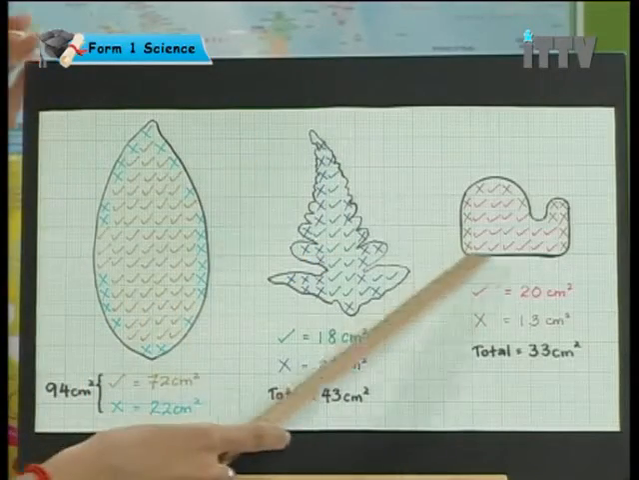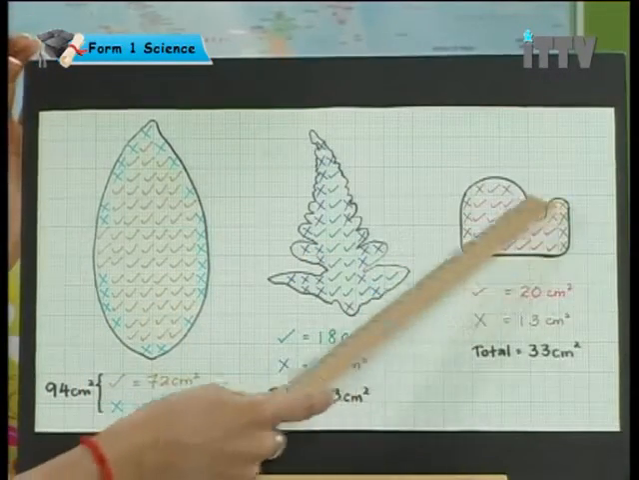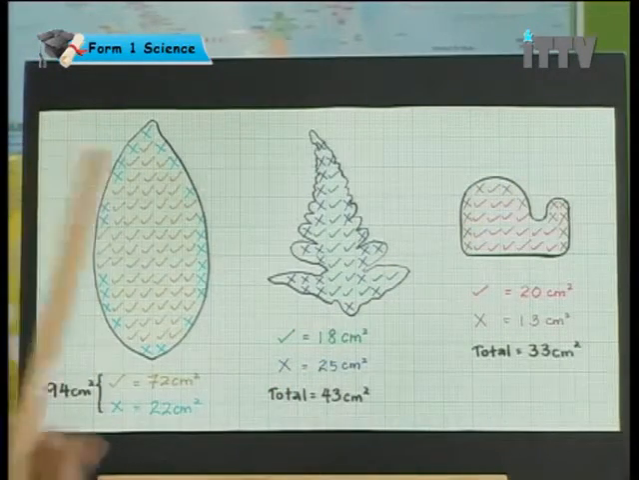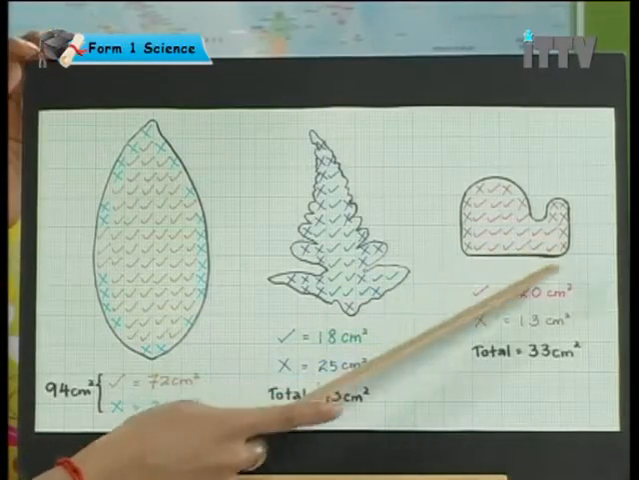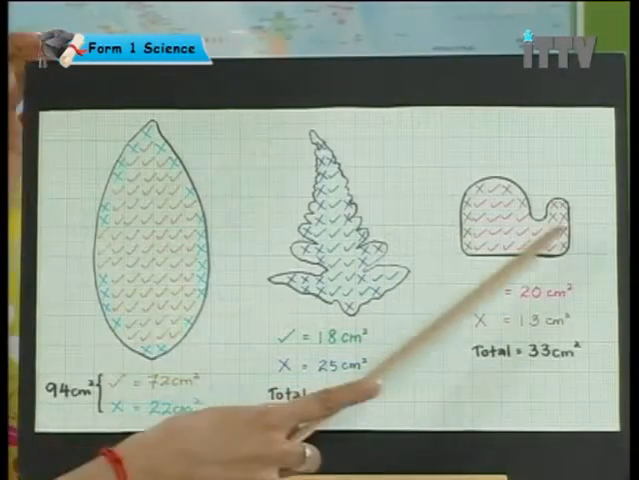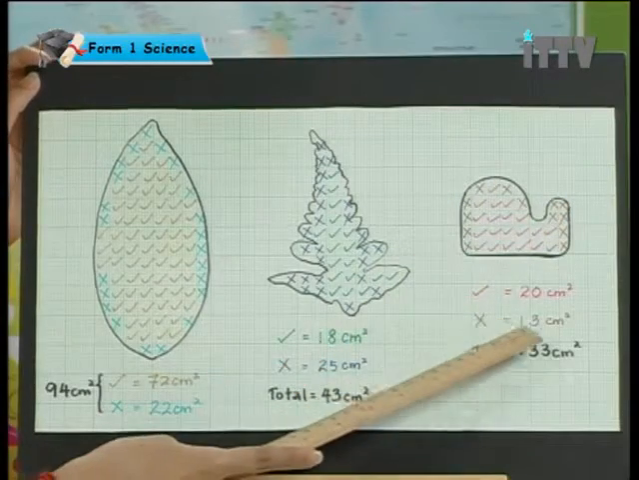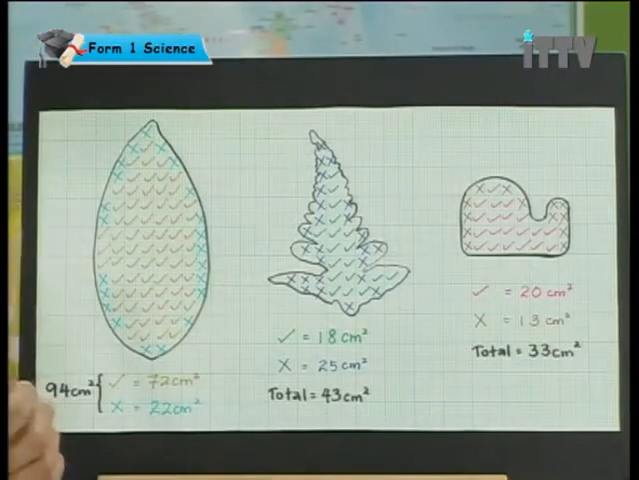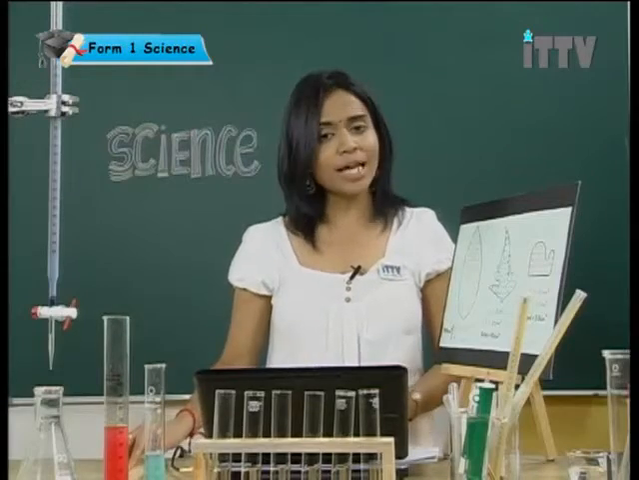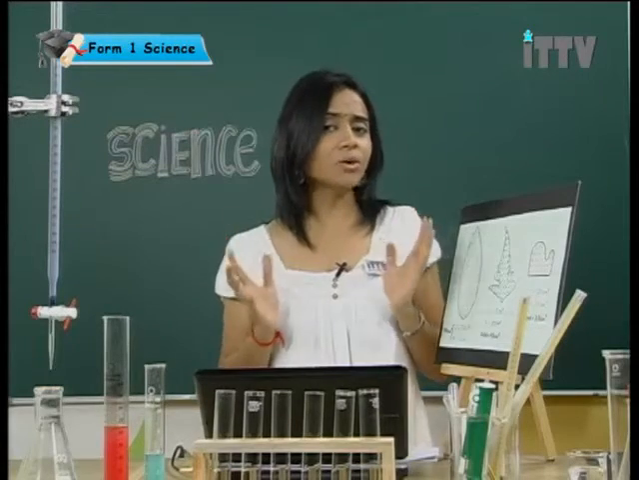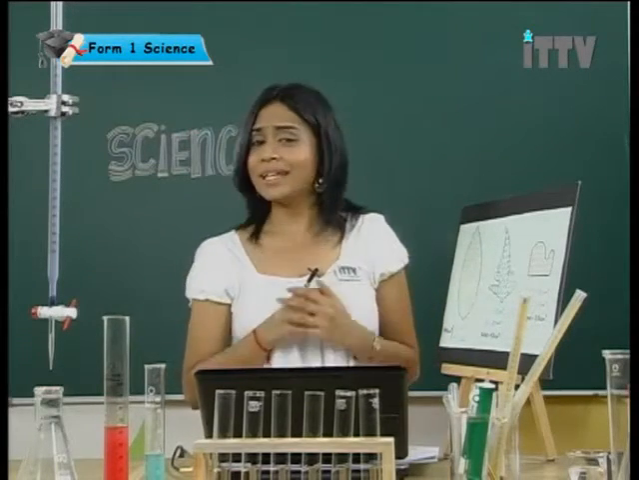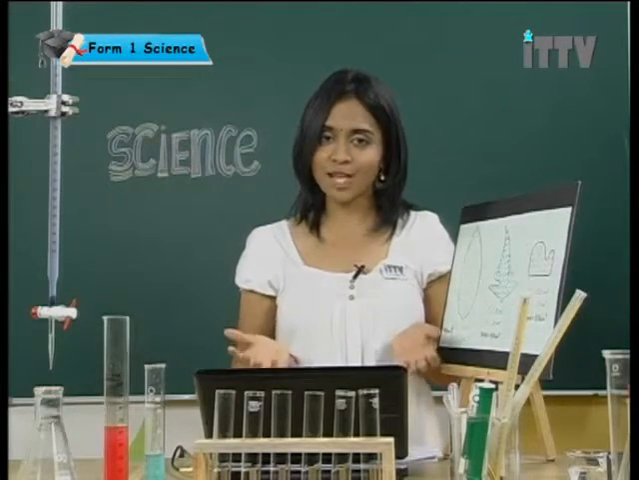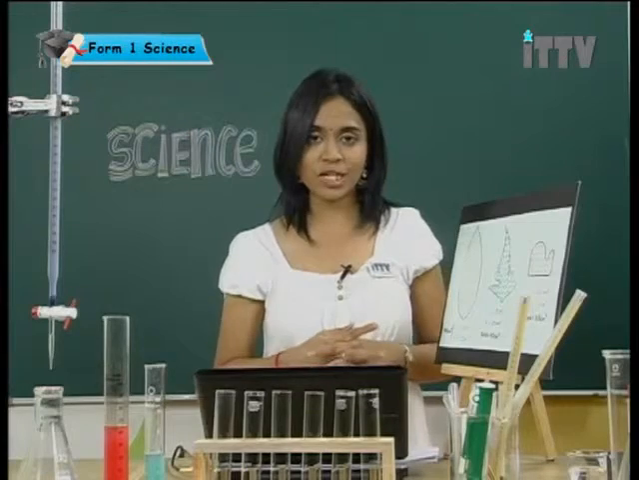So let's move over to the last object which I used earlier to know the surface area of this irregular shape. The amount of ticks were 20 square centimeters and the amount of crosses were actually 13 square centimeters, and I get a total of 33 square centimeters surface area. So I really hope students that you have an idea of how to use the graph paper and any irregular shape which you can trace on to find the surface area of a given irregular shape.